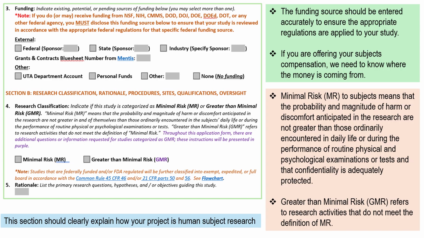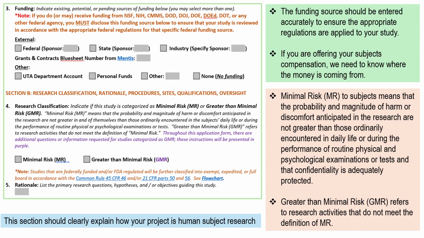The next section is about the risk classification for your project. To determine how your project should be classified, we refer directly to the definitions. Minimal risk means that the probability and magnitude of harm or discomfort anticipated in the research are not greater than those ordinarily encountered in daily life or during the performance of routine physical and psychological examinations or tests, and that confidentiality is adequately protected. Greater than minimal risk refers to research activities that do not meet the definition of minimal risk. Researchers will be asked to assess the risk level of their data collection procedures and indicate the risk level it falls under.